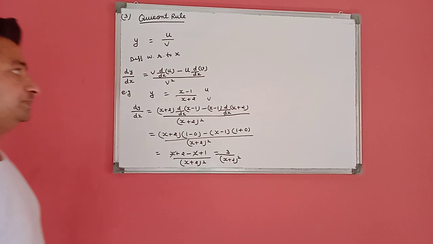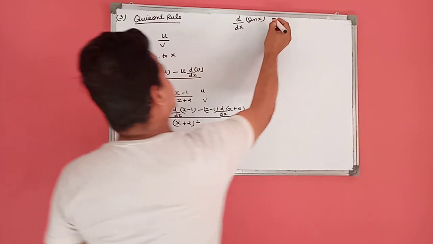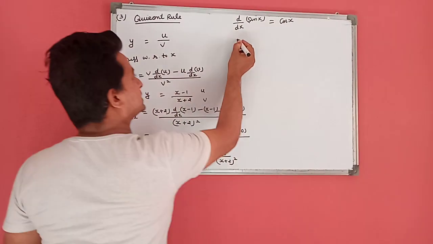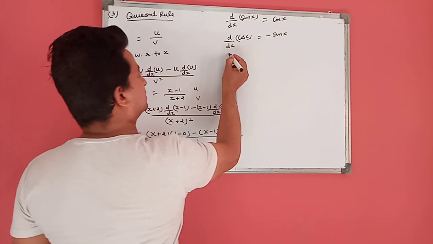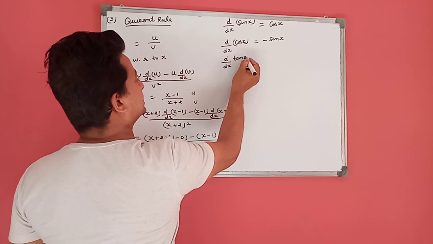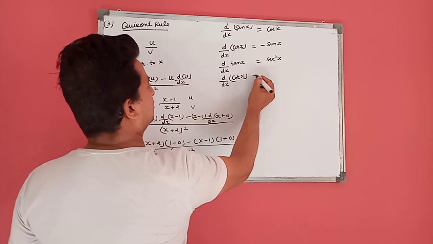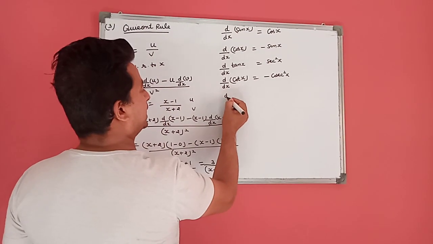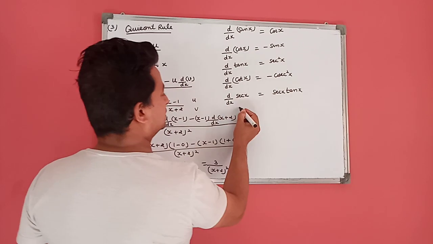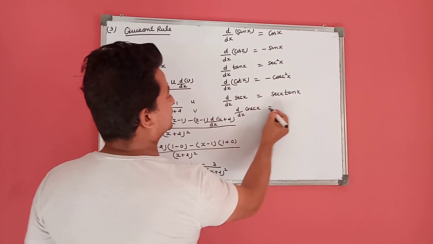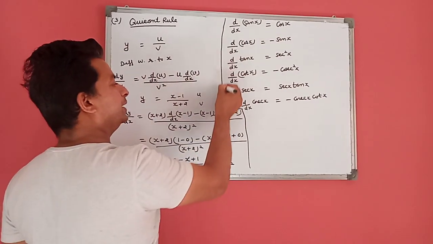These are the three basic rules. We also remember the differentiation of trigonometric functions. The derivative of sin x is cos x, the differentiation of cos x is minus sin x, the differentiation of tan x is sec^2 x, the differentiation of cot x is minus cosec^2 x, and the differentiation of sec x is sec x tan x, the differentiation of cosec x is minus cosec x cot x. These are 6 results in trigonometric ratios.